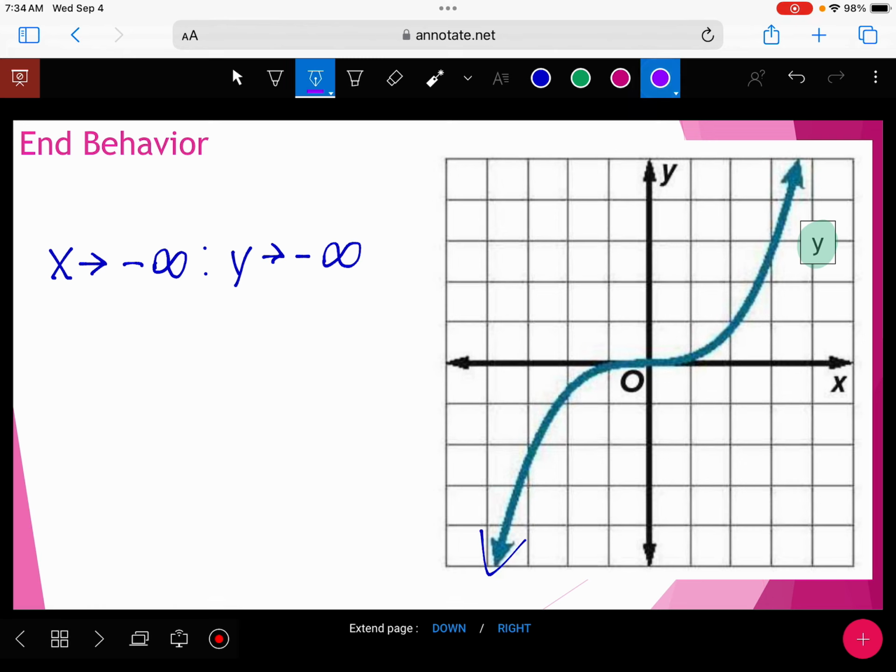How about for my right arrow? How are we going to put that? Up. So as x goes to infinity, y goes to, look at this one, we're going up. So regular infinity, positive infinity, it's going up. My y's are getting real big.